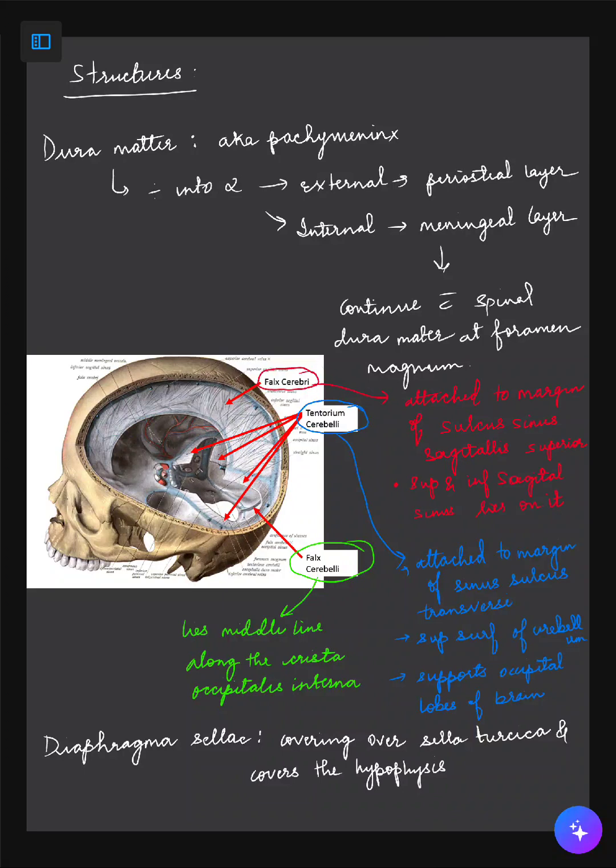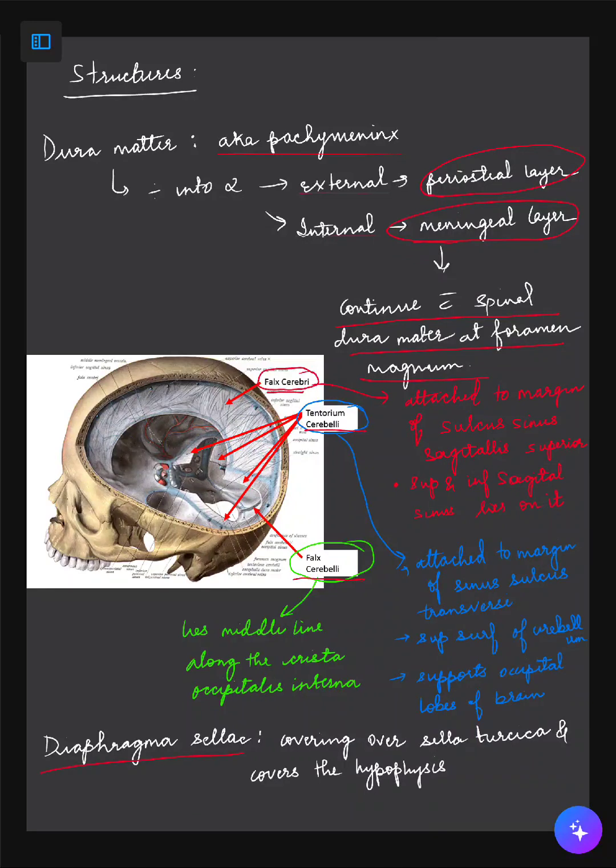Now we move on to the structures. Dura mater is also known as pachymeninx, which is divided into two, external and internal. External is called periosteal layer and internal is called meningeal layer. Now this meningeal layer continues to the spinal dura mater at the foramen magnum. Now dura mater sends four processes inside the skull cavity. Which are these four processes? First is falx cerebri, second is tentorium cerebelli, falx cerebelli, and diaphragma sellae.